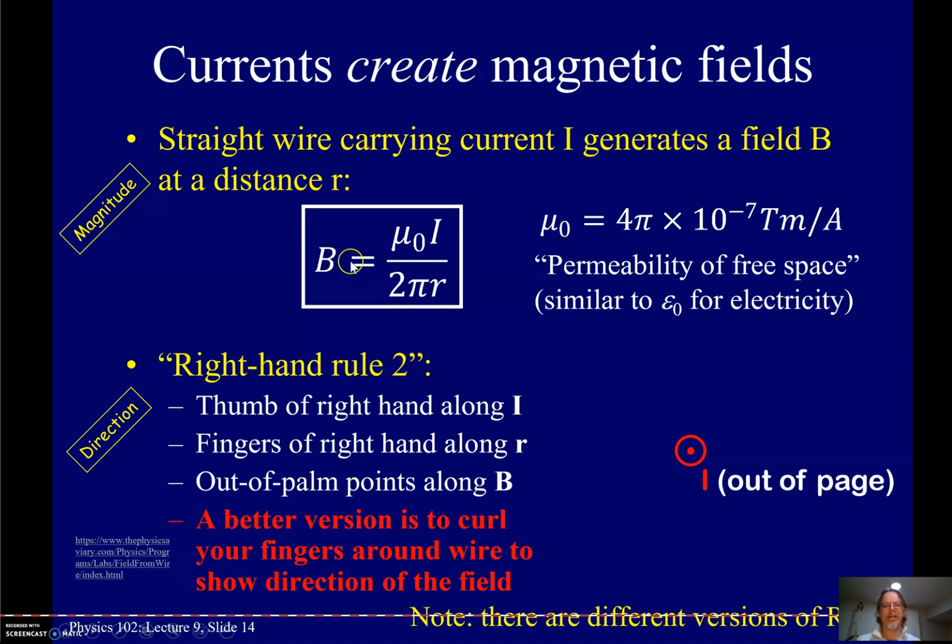So this is what Ampere found, is that as you get further away from this thing, the magnetic field gets smaller. So pop quiz, what if you get twice as far away? What happens to the magnetic field? Twice as far away doesn't change the current, doesn't change the permeability, doesn't change the 2 pi, it changes the r. So 2r means, wait for it, half the field.